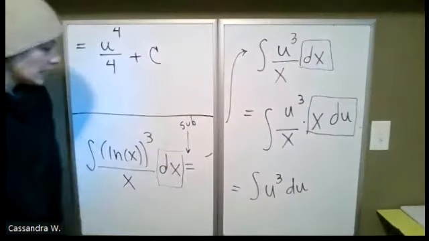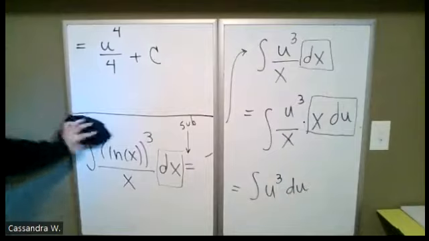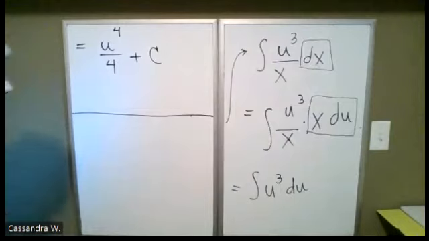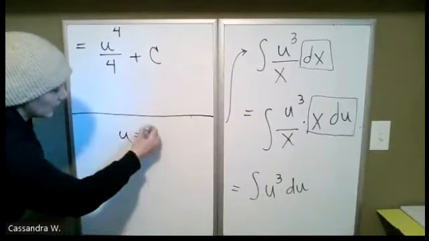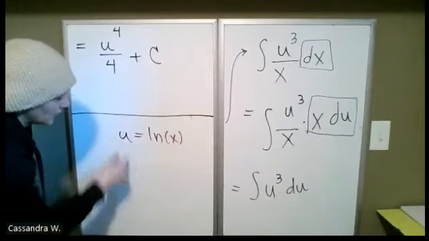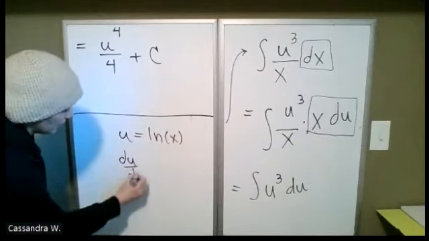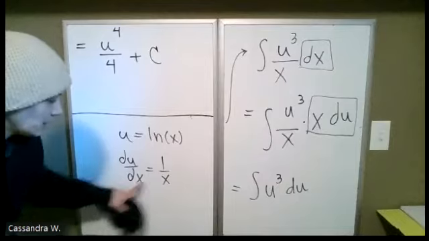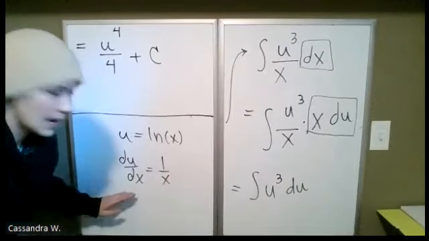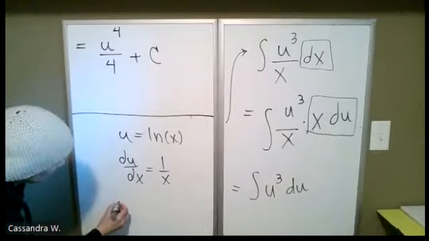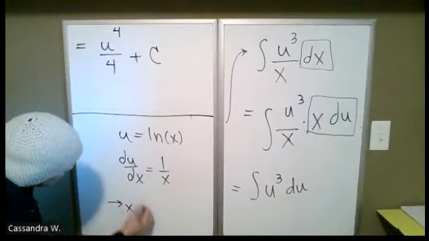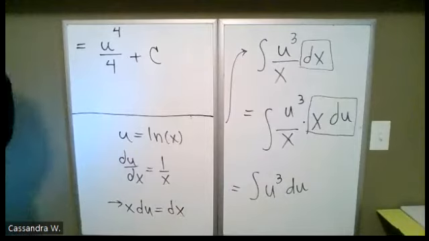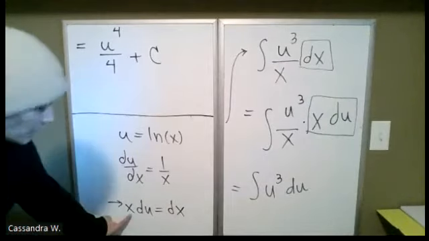So let's do it right here. So back to that scratch work I just erased, but we can do it again. So we chose u to be ln of x. And then we took the derivative. And then we solved for dx. So I multiply both sides by x dx. So we have x du equals dx. So that's where that x comes from.